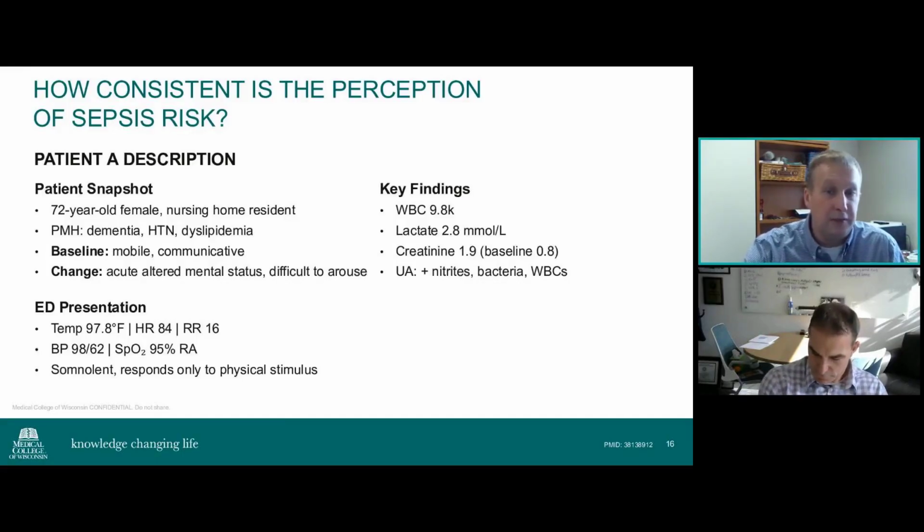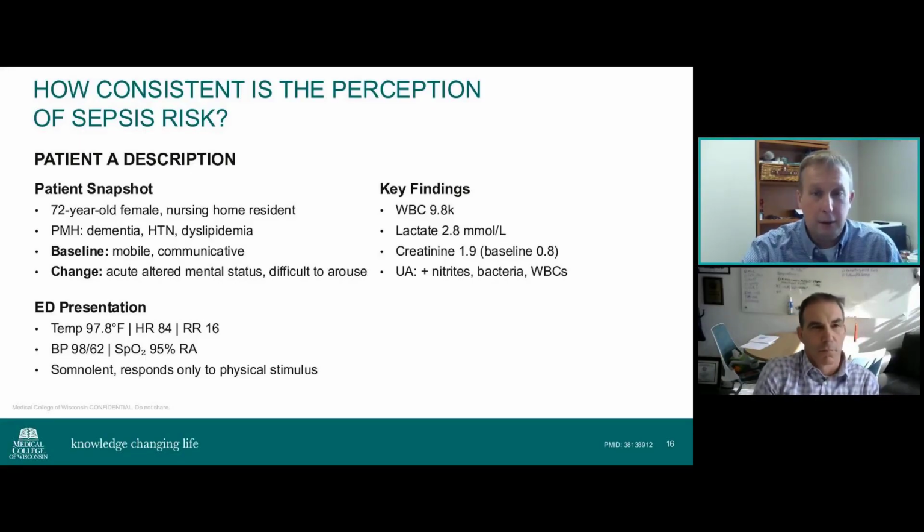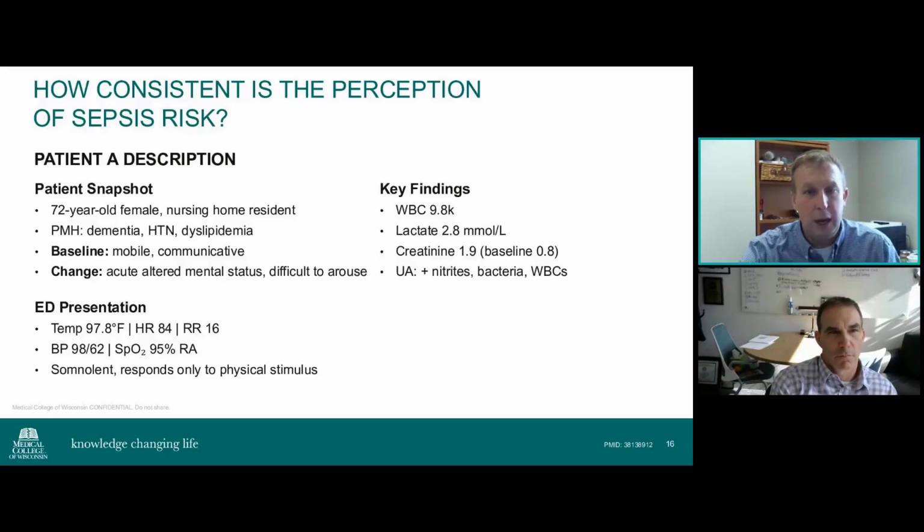Some key findings from laboratory results: she had a white blood cell count of 98. Her lactate was measured to be 2.8. Her creatinine was 1.9, which was noted to be above a baseline of 0.8. And on UA, she was noted to have nitrites, bacteria in her urine, and white blood cells present in her urine. So having gotten this patient description, our diverse group of providers were then asked to determine what is the risk of sepsis in this patient.